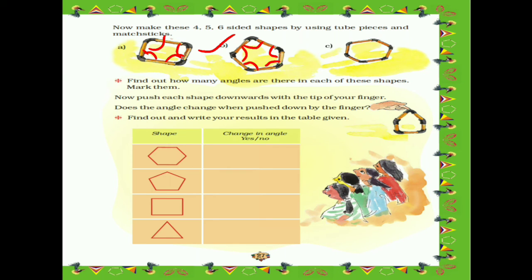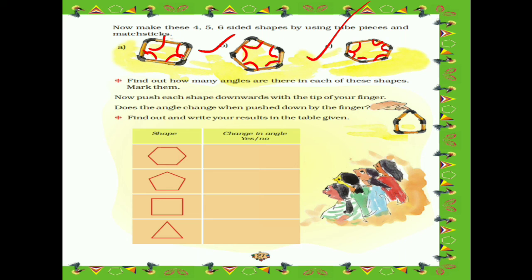This is 5 angles. Now this is a hexagon. We know that in a hexagon there are 6 angles. So let's mark it. 1, 2, 3, 4, 5 and 6. So you have to mark these angles in the textbook. I hope this is clear to you all. Now let's see what is written ahead.